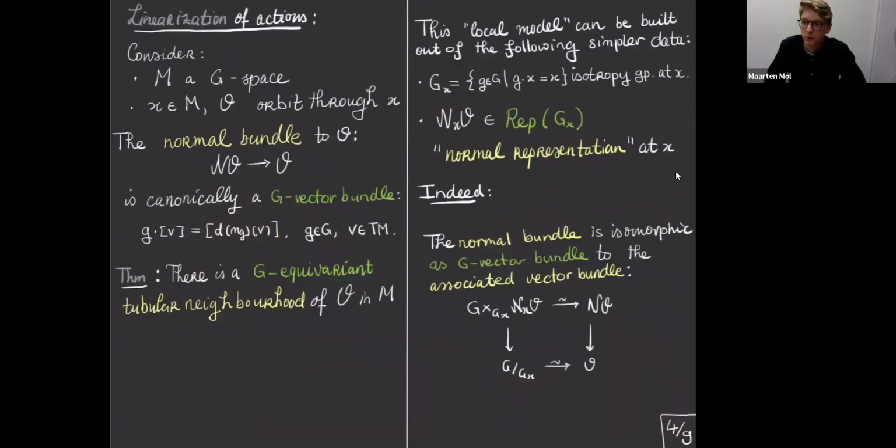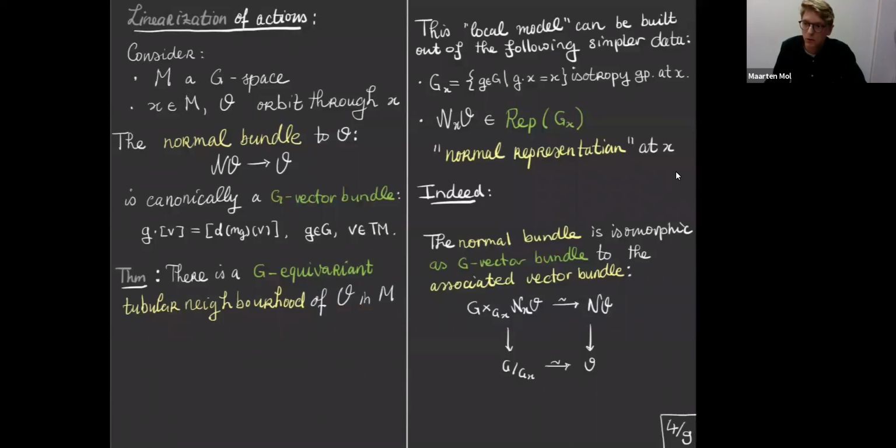So before I turn to the explicit description of the canonical stratification associated to a G action, it's good to recall the linearization of such actions. Let's consider a G-space M, a point X in M, and the orbit through X. Then the normal bundle to the orbit is canonically a G-vector bundle, where the action is given as follows. Every element in the group gives you a diffeomorphism of M. Differentiating this gives you an isomorphism of the tangent bundle to itself, and this descends to a vector bundle automorphism of the normal bundle. So this gives an action, and this action is linear in the fiber directions, right? The linearization theorem for G actions says that there exists a G-equivariant tubular neighborhood of the orbit in M.